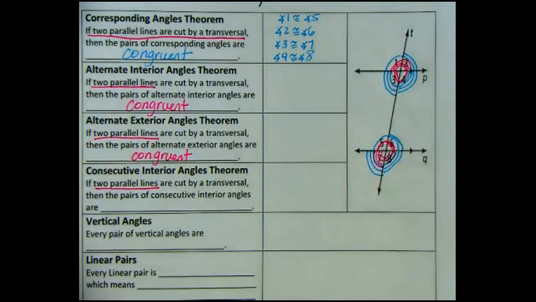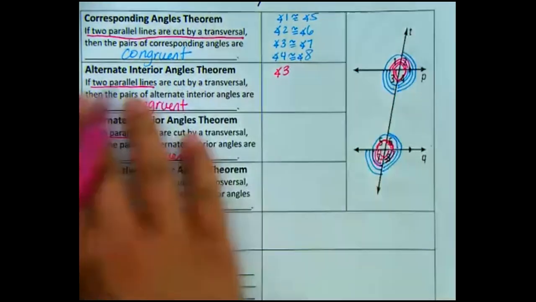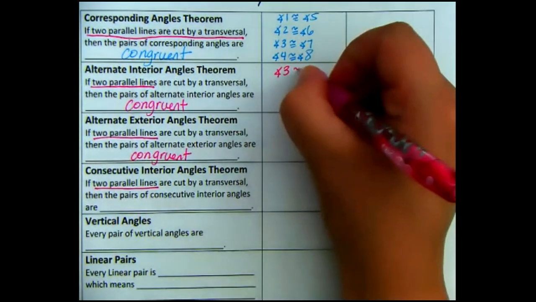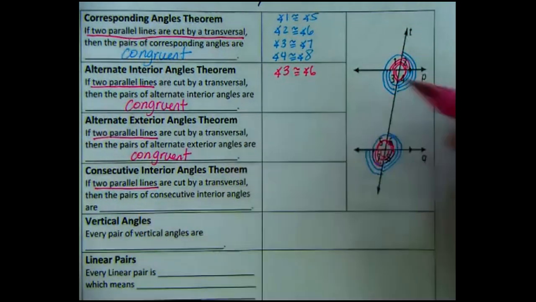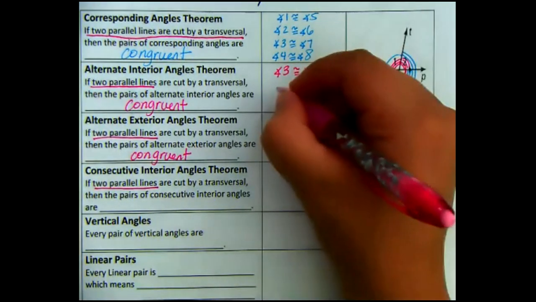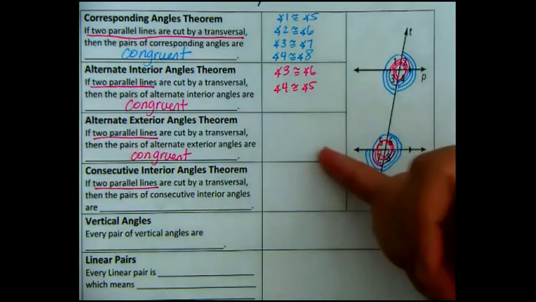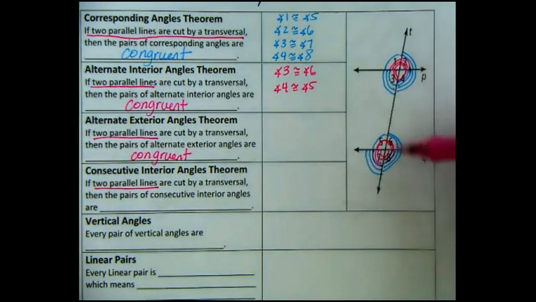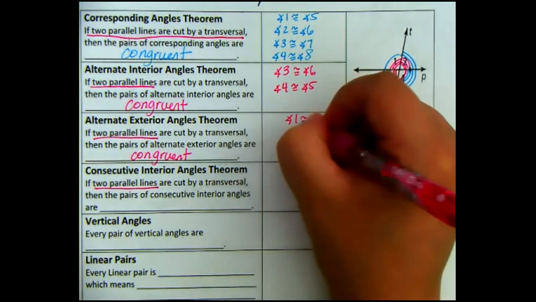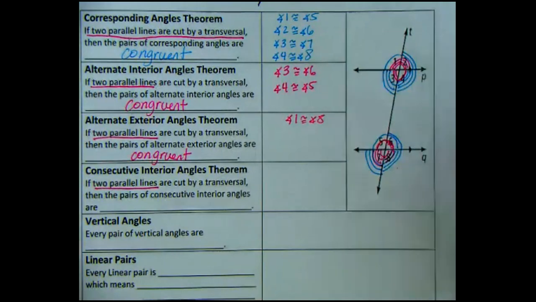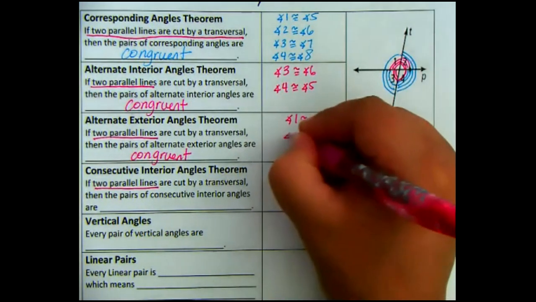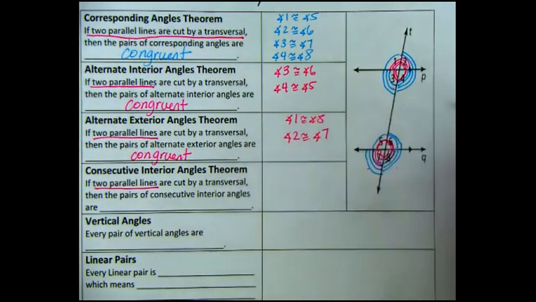Oh, wait, I'm so sorry. I forgot to write down these pairs. So from alternate interior angles, we have angle 3 is congruent to angle 6. And alternate interior angles, we have angle 4 is congruent to angle 5. And then my alternate exterior angles, angle 1 is going to be congruent to angle 8 because those are my alternate exterior angles. And angle 2 is congruent to angle 7. We got congruence galore.